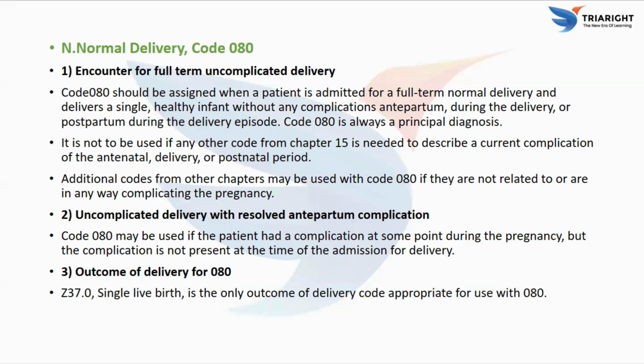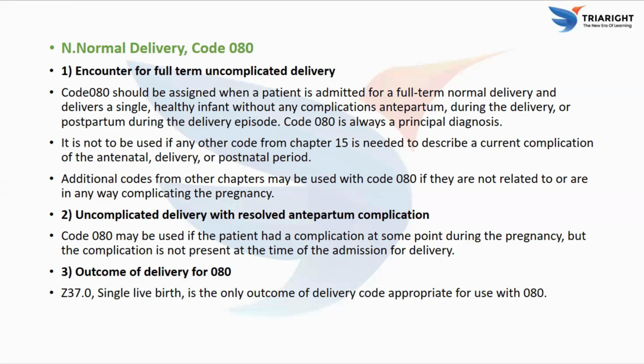So what is the guideline for uncomplicated delivery with resolved antepartum complication? Sometimes the mother had a complication earlier in the pregnancy, but it is not present when she is admitted for the delivery. It does not affect the labor or delivery now. So in that case, you can still use O80. For example, she had anemia in the second trimester, but it was treated and normal at the admission. She had placenta previa earlier, but it is resolved. So if the complication is resolved, O80 is allowed.